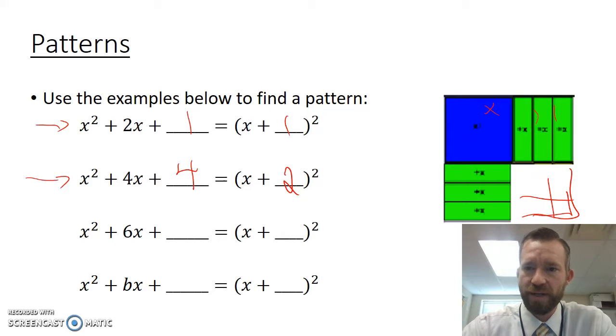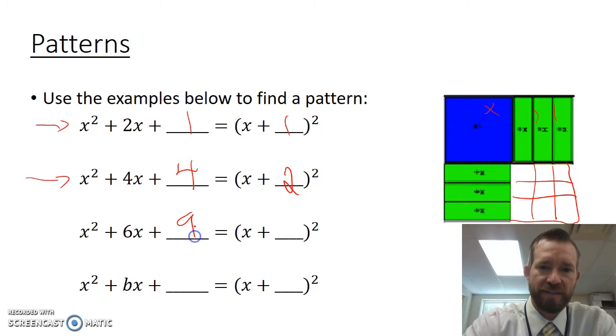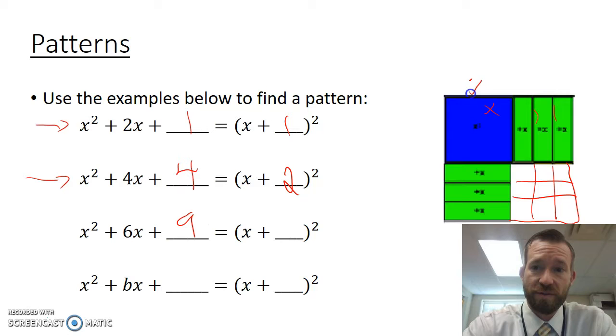We try a new one here. Now we got some more space, and we have to figure out how many yellow squares we need to fit in here. How many would fit? It looks like there would be 9 of these. And so that would be x plus 1, 2, 3, so x plus 3.